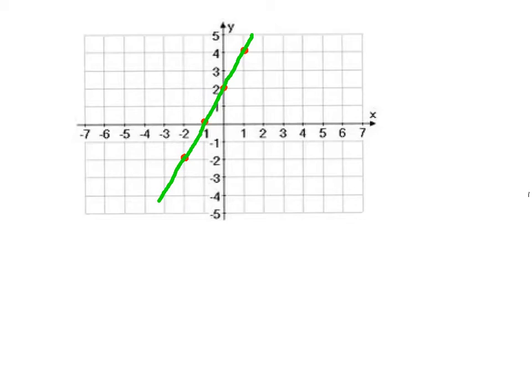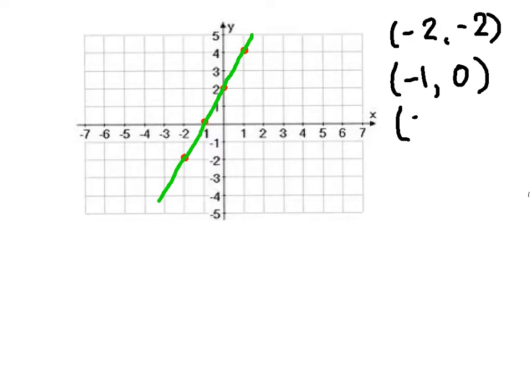the red points. So the first one I've got is -2, -2. Then I've got -1, 0. Then I've got 0, 2. And 1, 4. Okay, once I have those ordered pairs, I'm going to put them in a table, and then try and figure out the rule that joins all the points together. So a little table to start with.